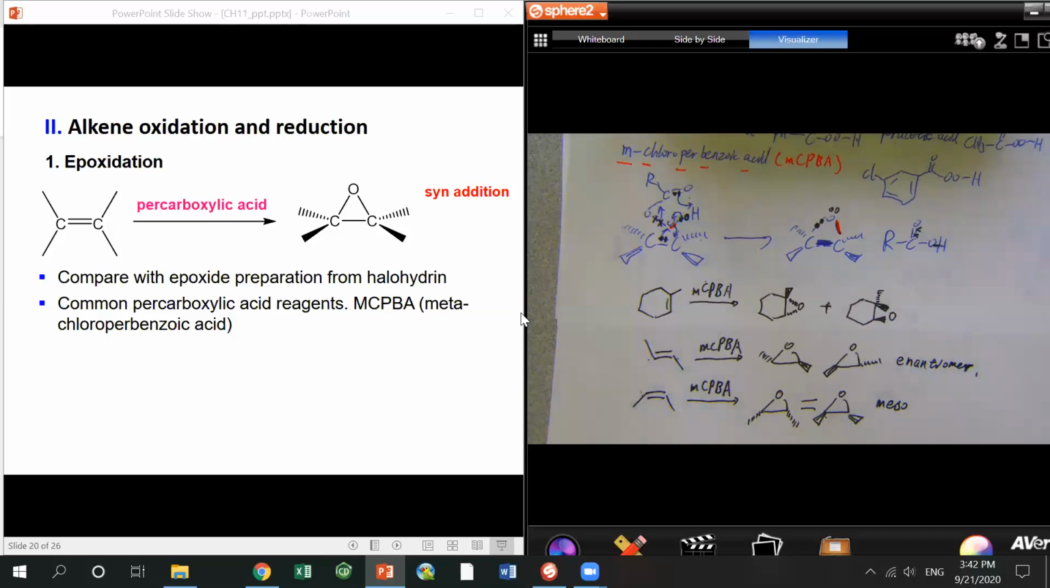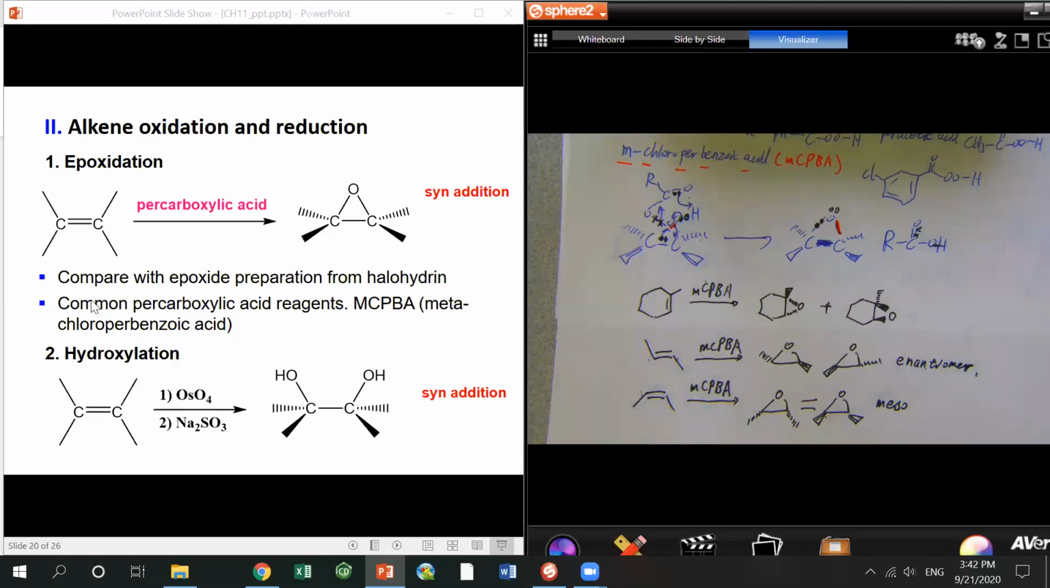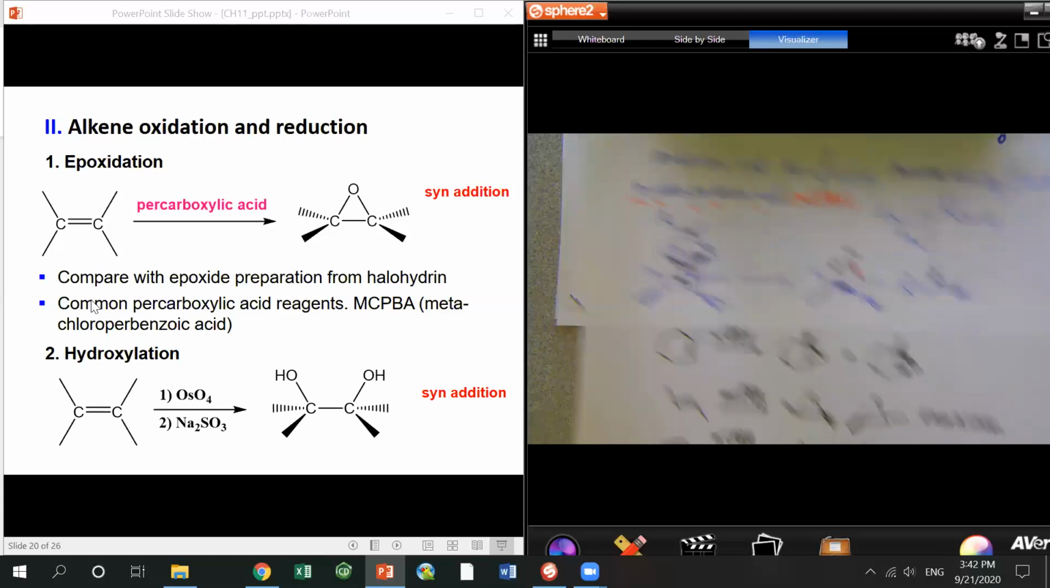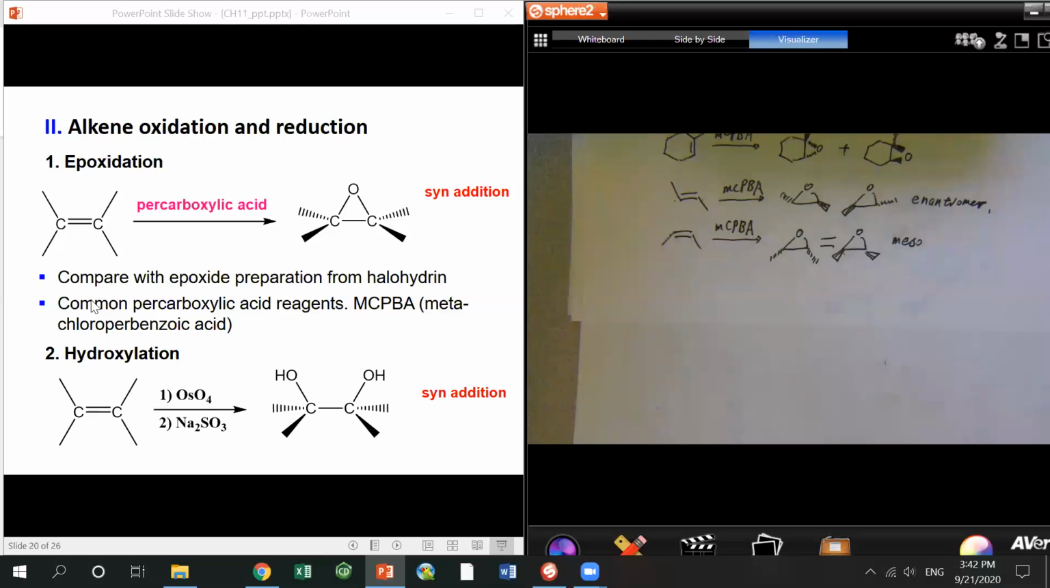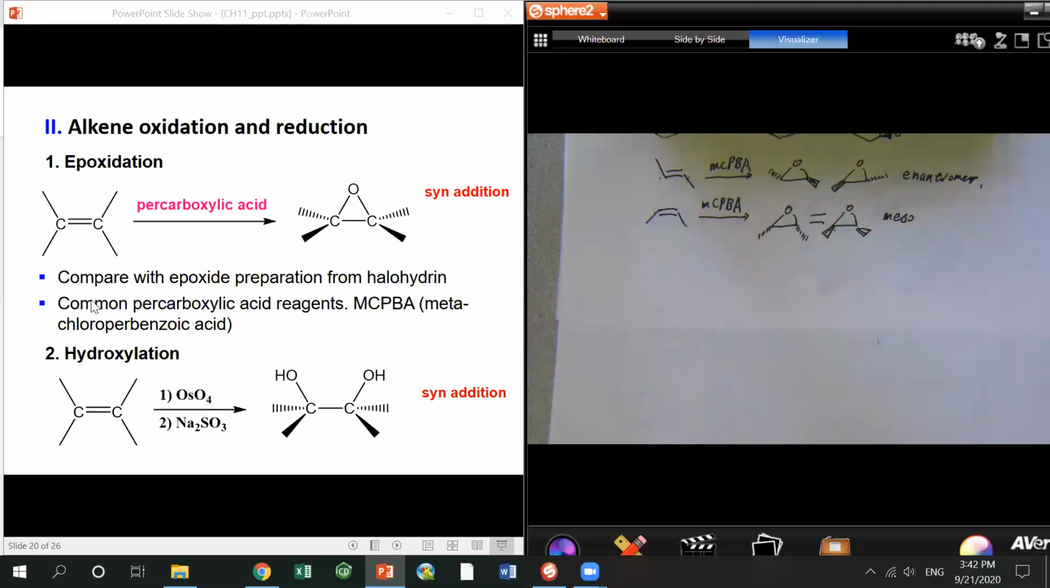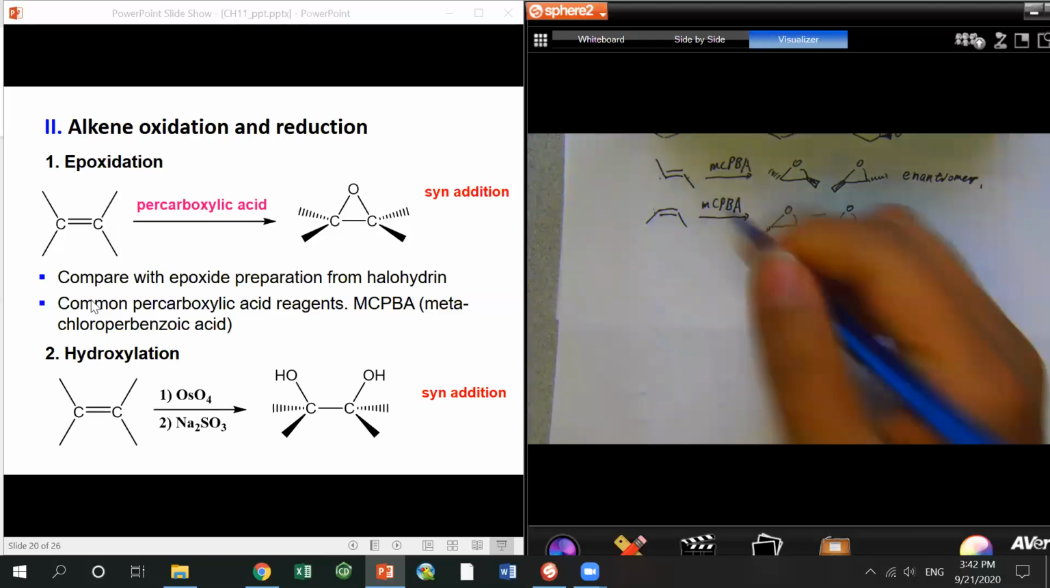Okay, so that's the first oxidation reaction, and then we move to the second one, called hydroxylation reactions.